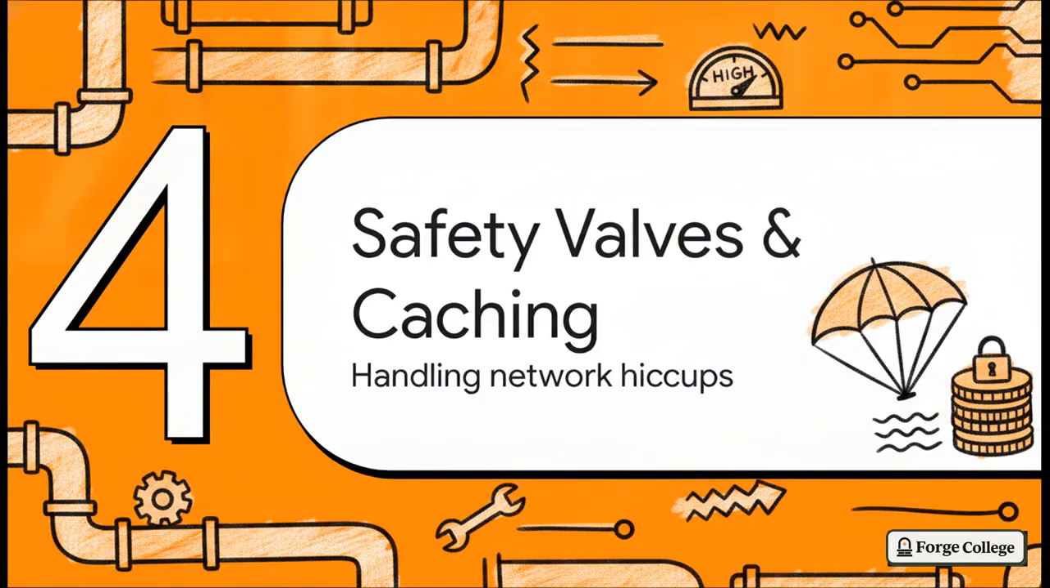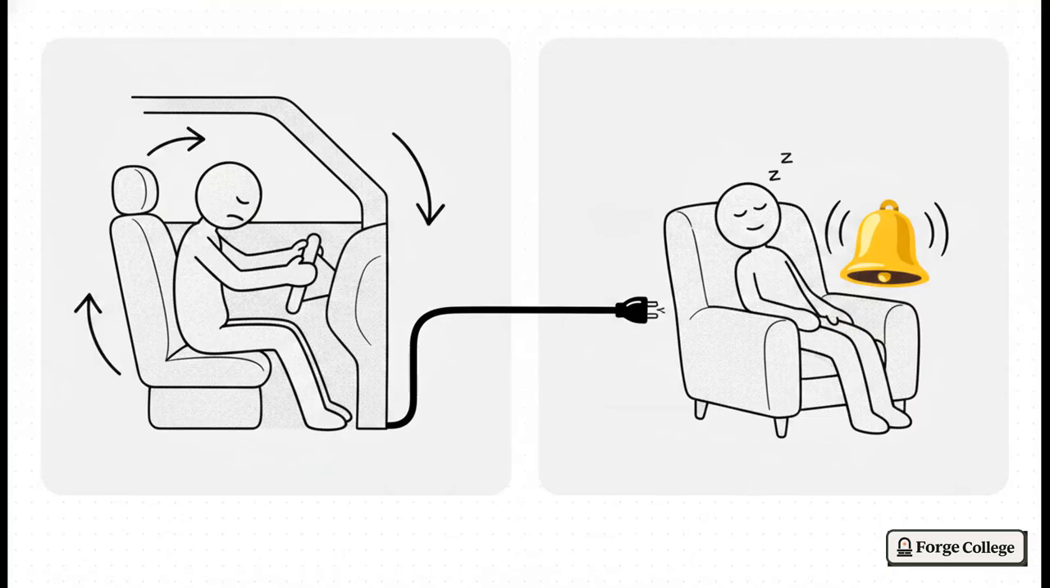Section 4. Safety valves and caching, handling network hiccups. Okay, so the data is flowing, it's formatted, but we've got to face the realities of real-world network plumbing. WebSockets drop. RPCs get throttled. It happens. This is why we need to understand the difference between polling and subscriptions.